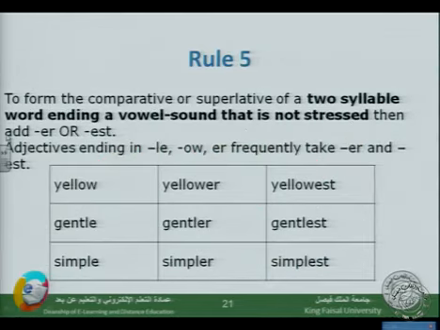Rule 5. To form the comparative or superlative of a two-syllable word ending in a vowel sound that is not stressed, we add ER or EST. Understand it as the first rule. We have two syllables right here. In this case we add R, because both of these adjectives end with vowels. And if you want to make a superlative form of them, you need to add ST.